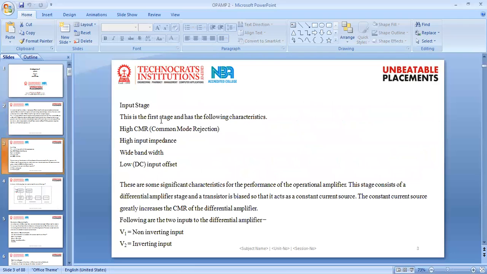There are the following characteristics, like input stages. This is the first stage and has the following characteristics: high CMR. CMR means common mode rejection, high input impedance, wide bandwidth, and low DC or input offset voltage. Following are the two inputs to the differential amplifier. V1 is the non-inverting input, V2 is the inverting input.